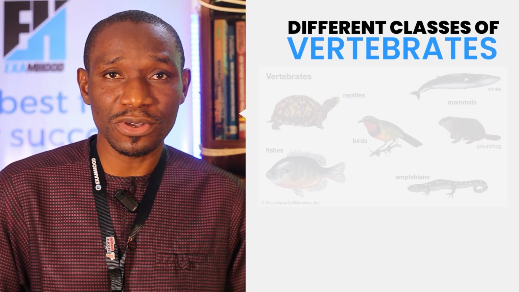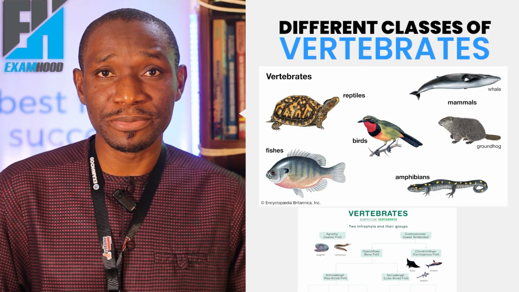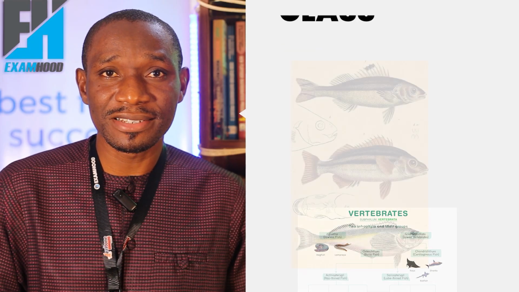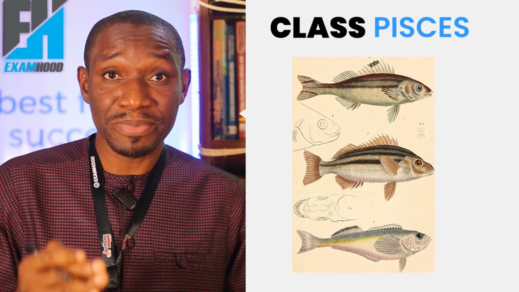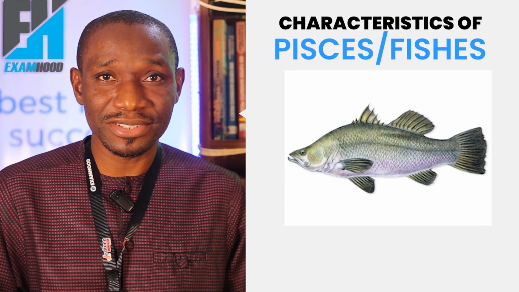Hi, welcome back. We are still discussing the characteristics of vertebrates. And we are saying we have different classes of vertebrates, of which different subphyla or phyla are invertebrates. The first one is the class Pisces, or fishes. So what are the characteristics of the Pisces, or fishes?